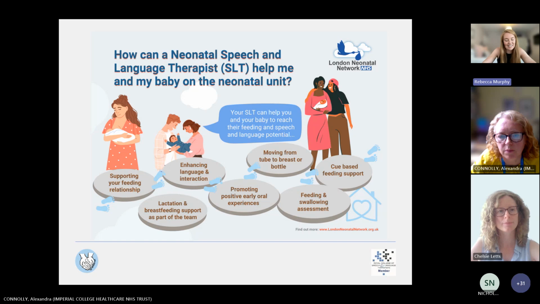Obviously, feeding and swallowing assessments are what we're probably best known for on the neonatal unit. We carry out specialist, individualized assessments of infants' feeding and swallowing for the more complex babies on our caseload. And then, like I've said, we offer cue-based feeding support. Again, this is more of an education role, supporting nursing staff, medical staff and parents, and modelling how we would support an infant's feeding while reading their cues.